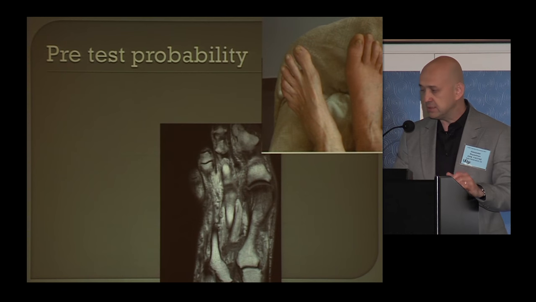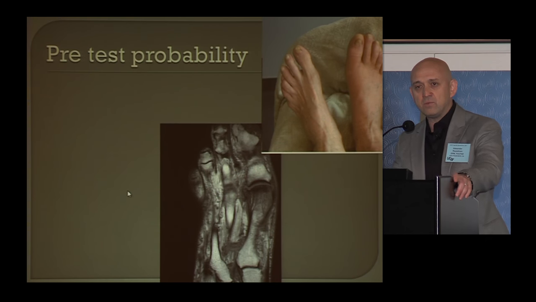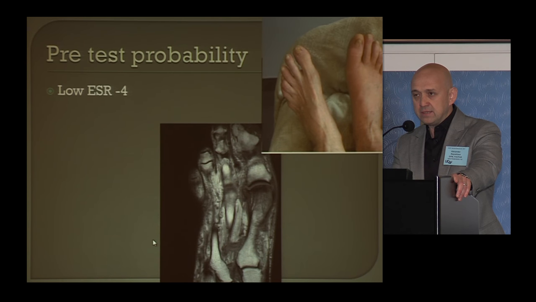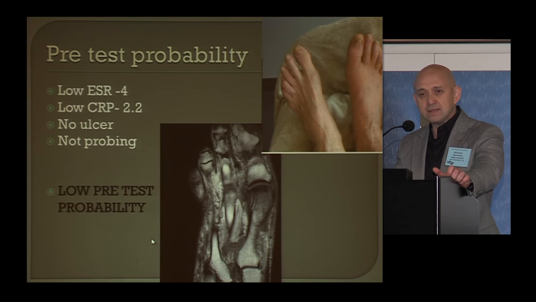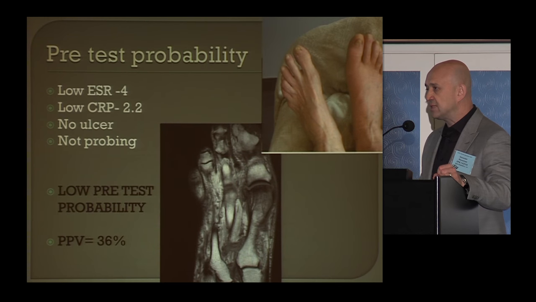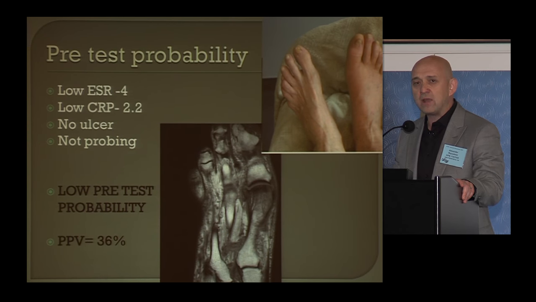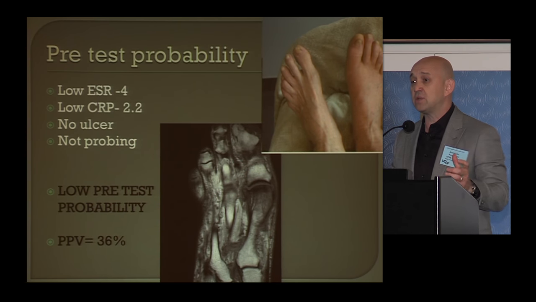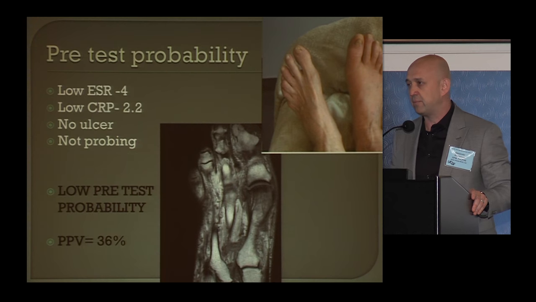So if we go back to our patient that I showed you with recurrent cellulitis, with a positive read on the MR for osteomyelitis, how does this fare when we go through the boxes? Low SED rate of 4, CRP of 2.2, no ulceration, no probing to bone. So really, this is a low pretest probability. And if this is a low pretest probability, then the true positive predictive value of this MR is only 36%. So that begs the question, why order the MRI to begin with? And the answer is you really shouldn't order the MRI. But what happens in reality, in the real world, is MRI is being ordered at the drop of a dime, okay?